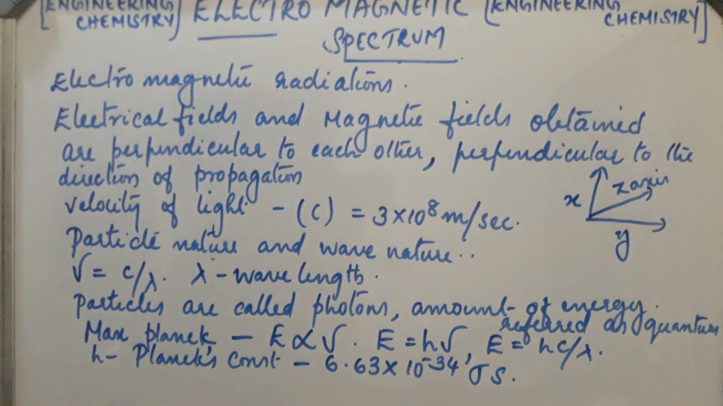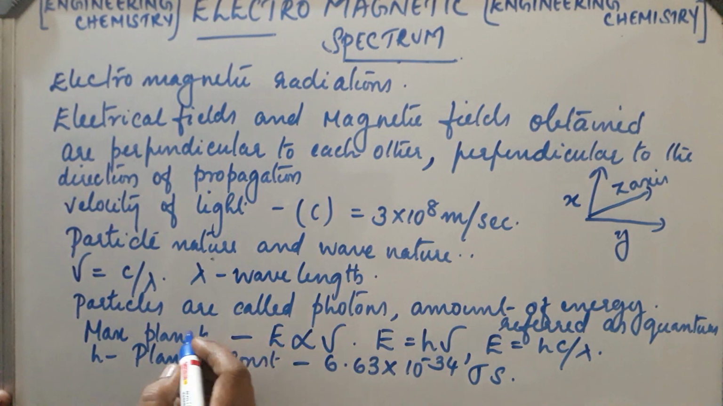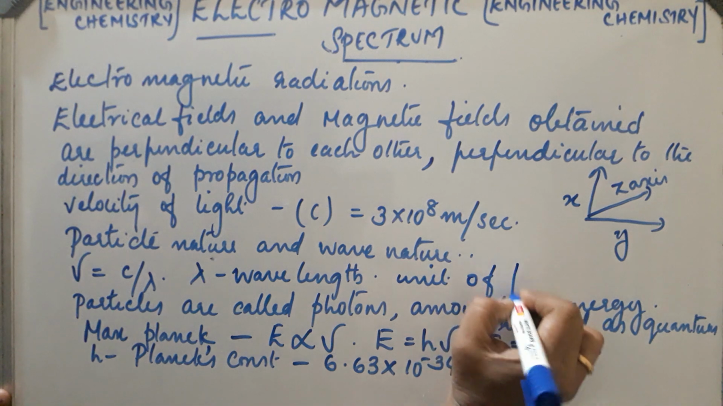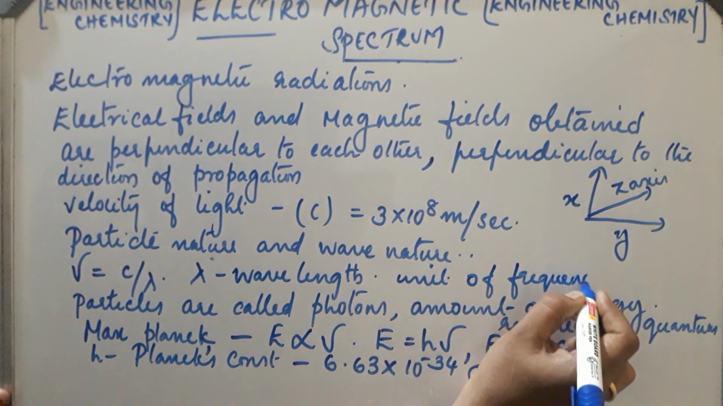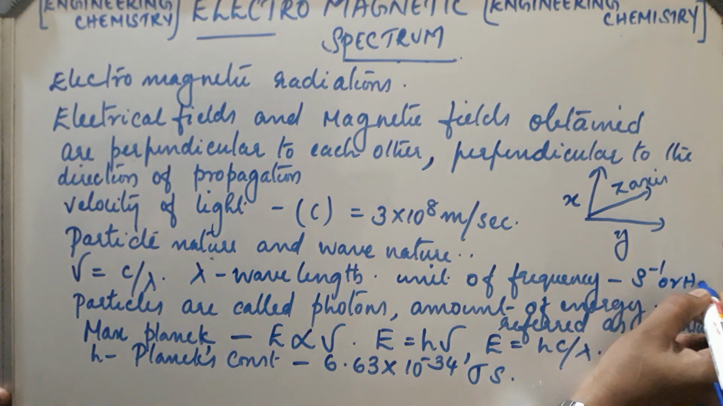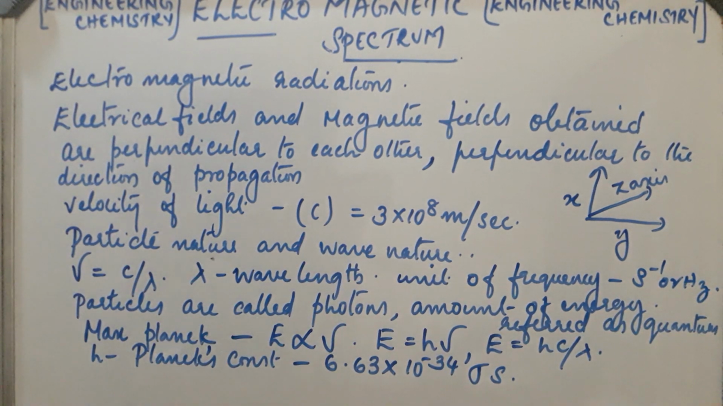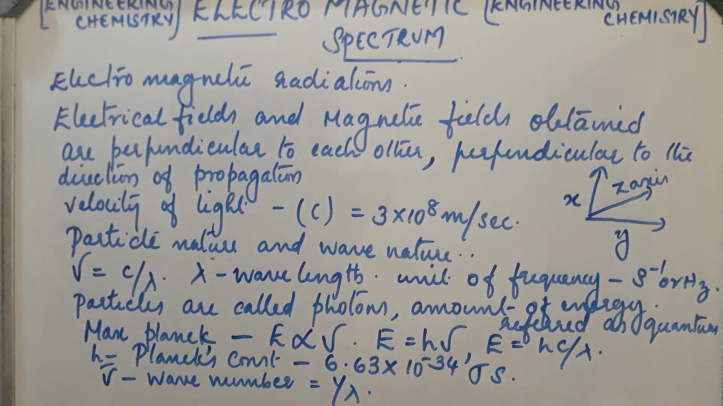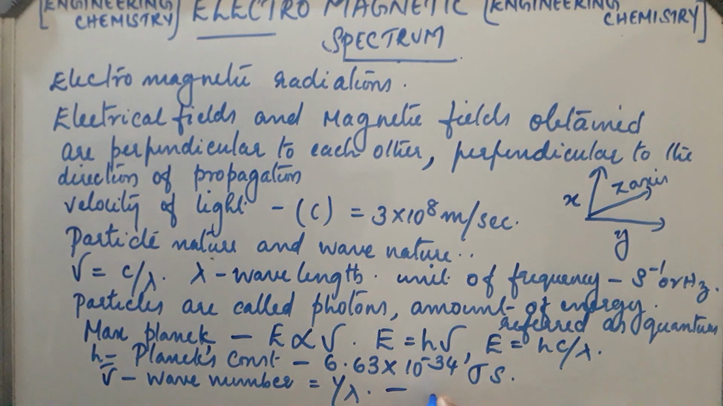The unit of frequency is second inverse or hertz. And nu bar represents the wave number, which is equal to 1 by lambda. So nu bar is 1 by lambda, which is called the wave number, and the unit of nu bar is centimeter inverse.